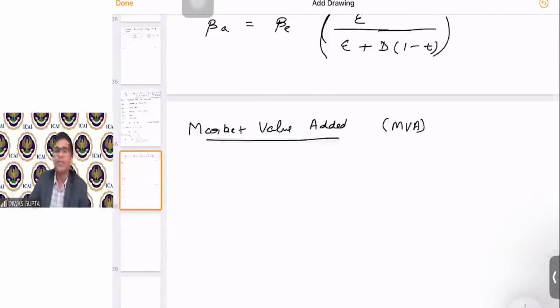Yes, come back, students, here. So market value added, as I was telling, is actually representative of how much extra the company's market value is over and above what has been invested, students.